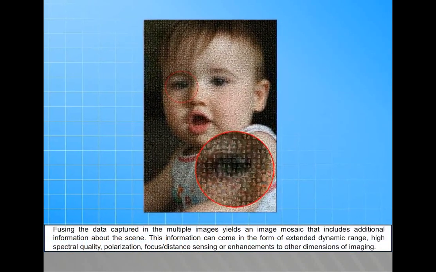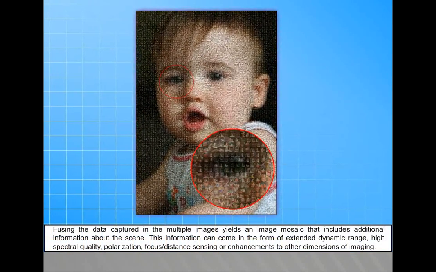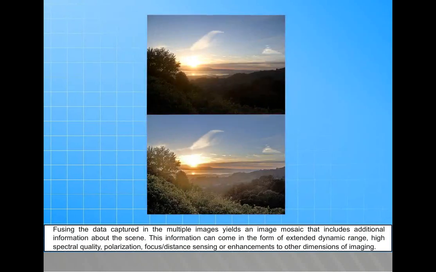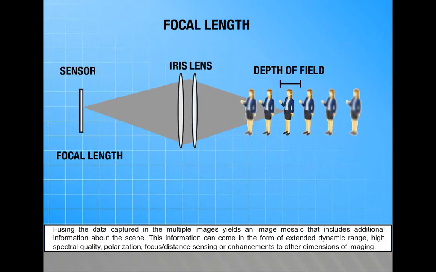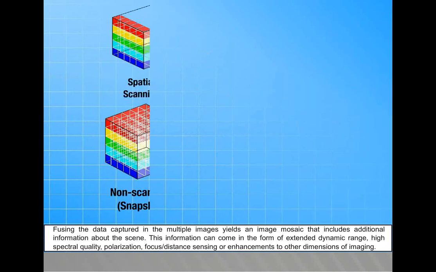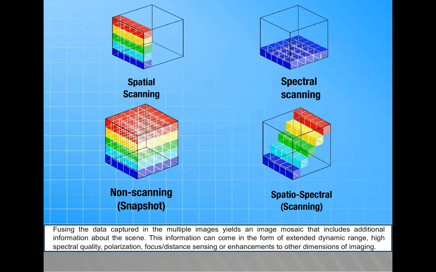Fusing the data captured in the multiple images yields an image mosaic that includes additional information about the scene. This information can come in the form of extended dynamic range, high spectral quality, polarization, focus or distance sensing, or enhancements to other dimensions of imaging.